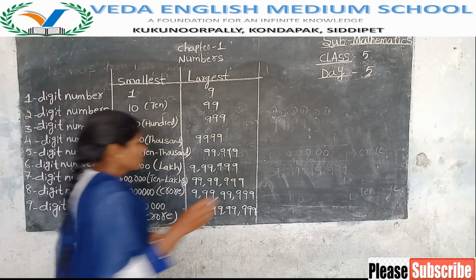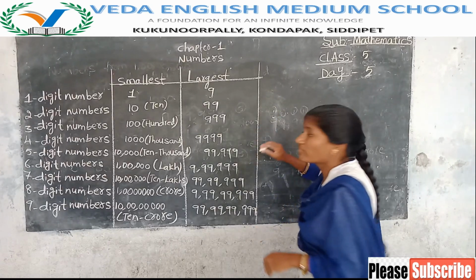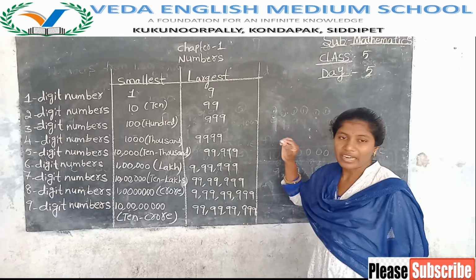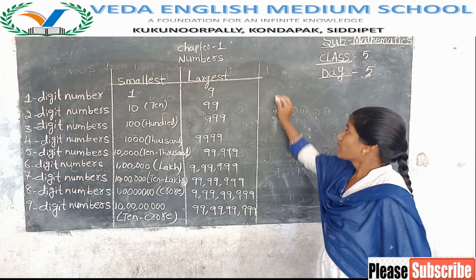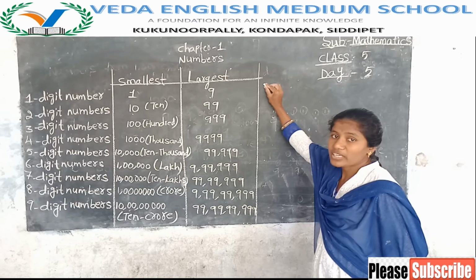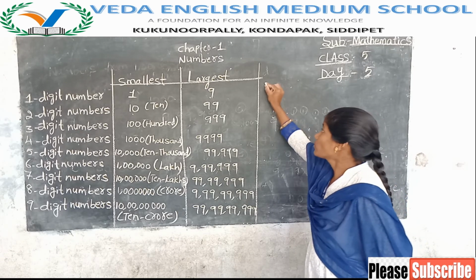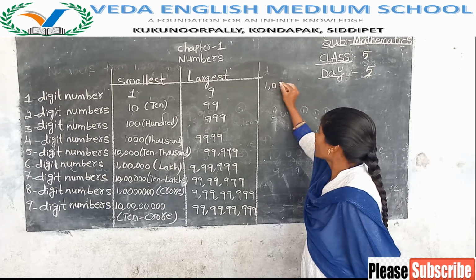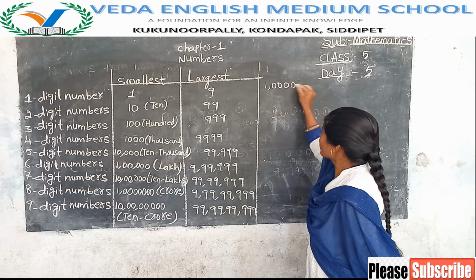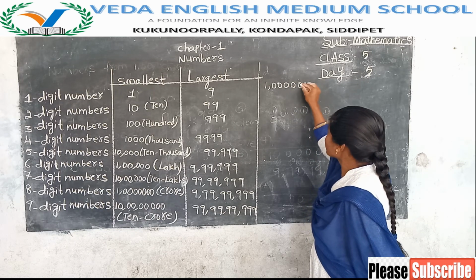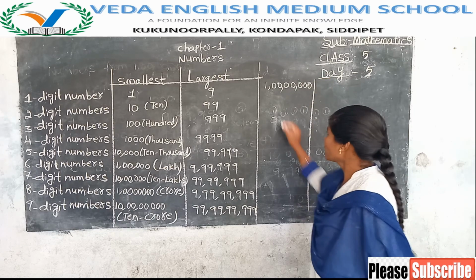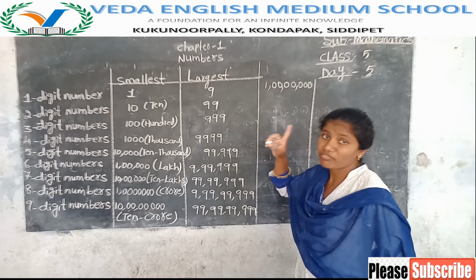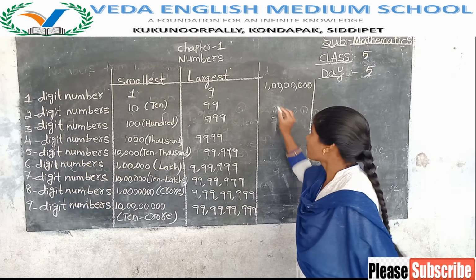In class 4 you already learned how to write the numbers. 1 lakh up to 10 lakhs you have learned. After 9,99,999, the next number is 1 crore. 1 crore can be written like this, with 7 zeros. Today we will learn how to write the numbers from 1 crore to 1 crore 100.